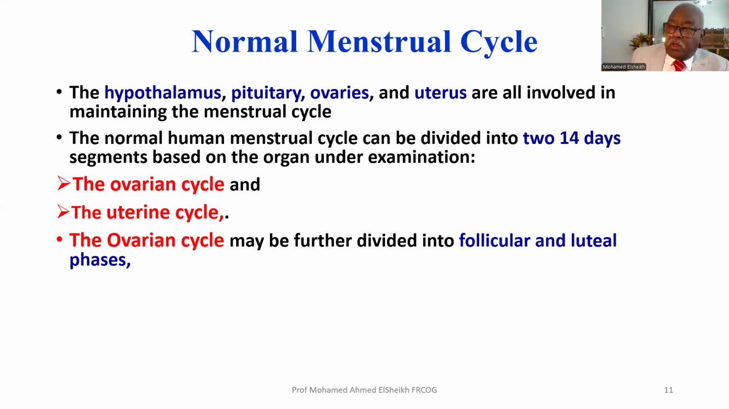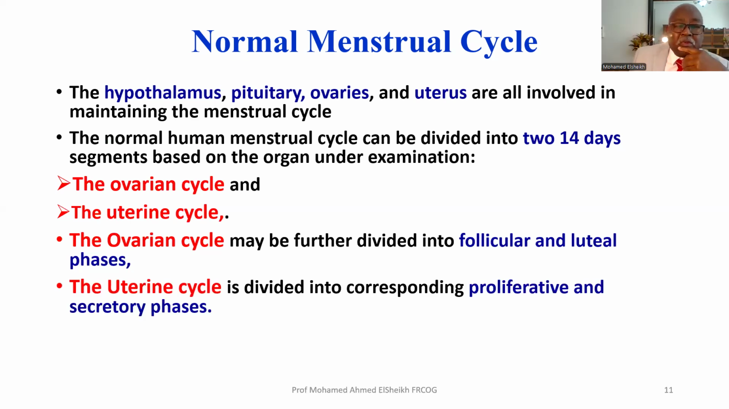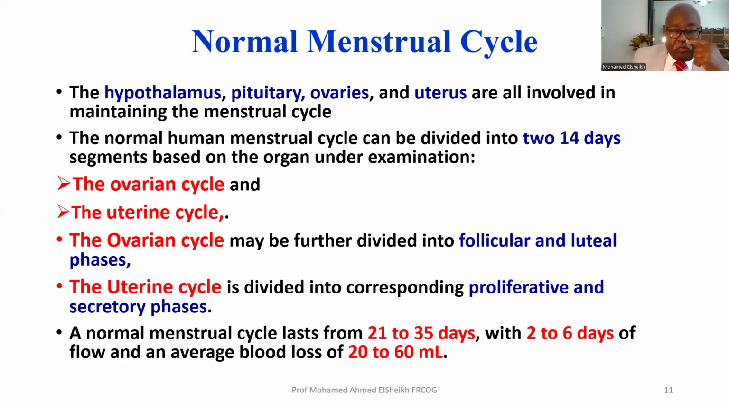The ovarian cycle itself could be divided into two, the follicular phase and luteal phase. And in each one of them, the hormonal milieu present is different. Then we go to the uterine cycle. We usually divide it into proliferative and secretory phase. So talking about the ovary, in the menstrual cycle, we talk about the follicular and luteal phase. When we come to menstruation or to the uterus, then it is the proliferative and secretory phase.